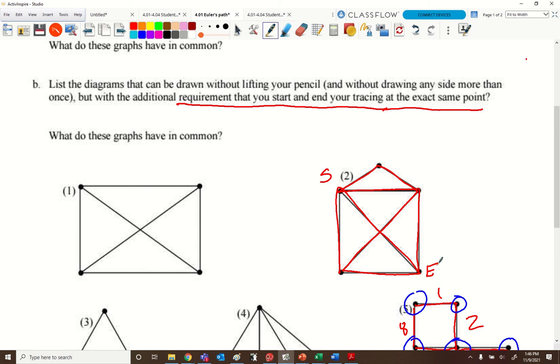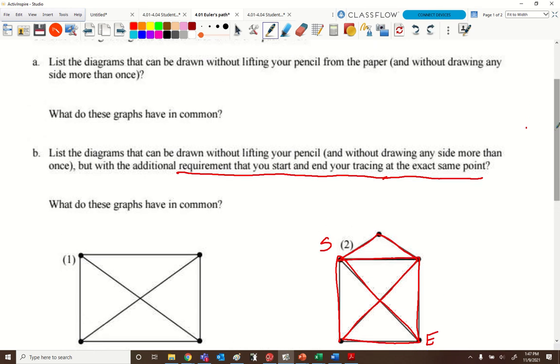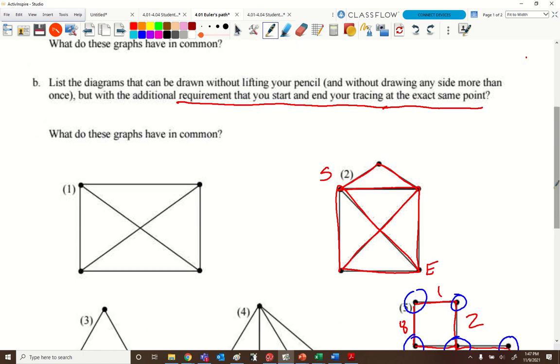So, does this meet the requirements for a Euler's? No. Why? It does not end at the same point. But does this one meet the requirements for question A? Yes. This one doesn't have to end and start at the same point. So this one will be for A, but not for B. And go through and list it. So I started 1, 2, 3, 4, 5, 6, 7, and 8.